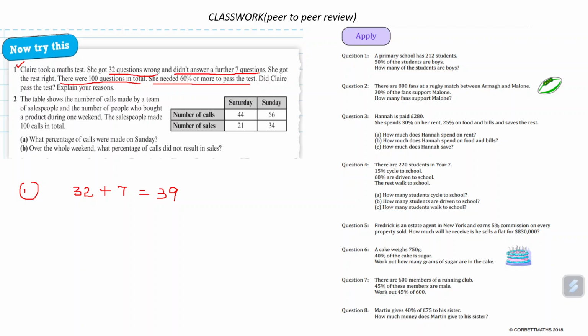And we're told that there were 100 questions in total. So that will be 100 minus 39 questions she didn't get correctly. So she must have gotten 61. 61 out of 100 is also known as 61%.